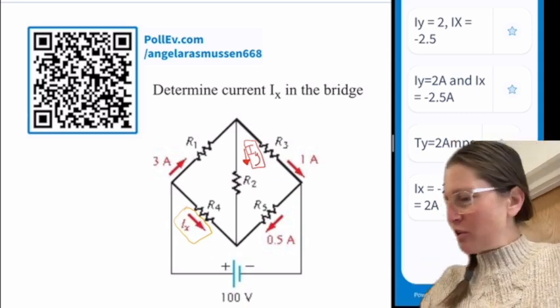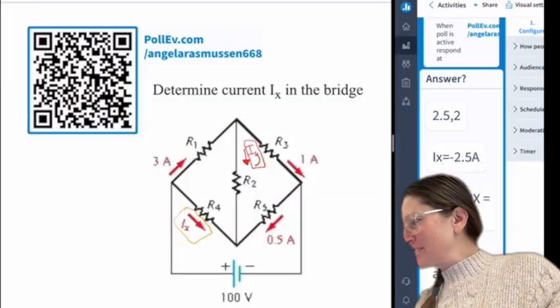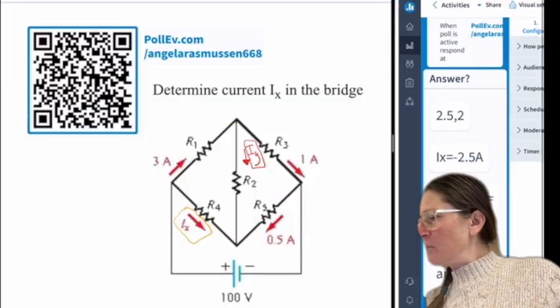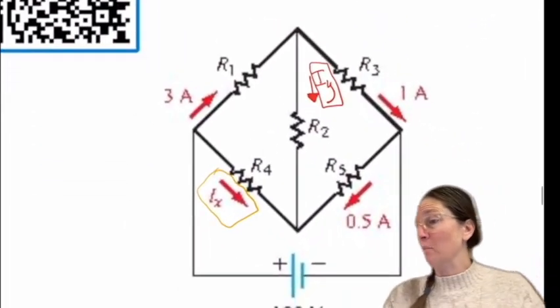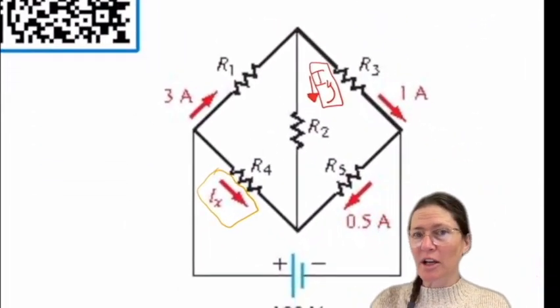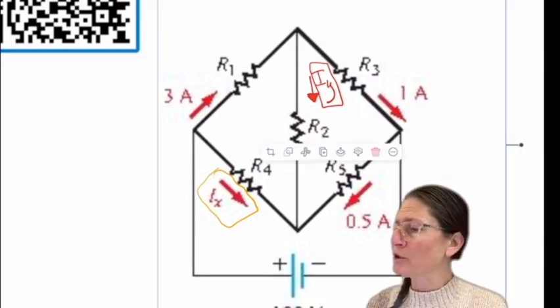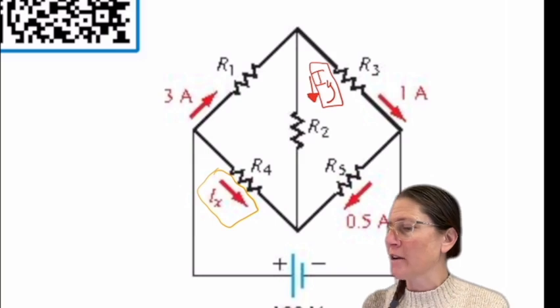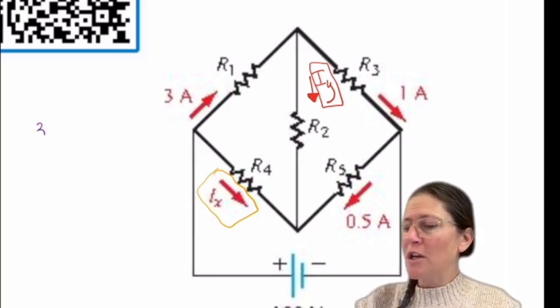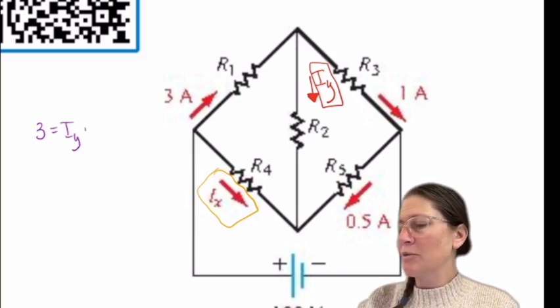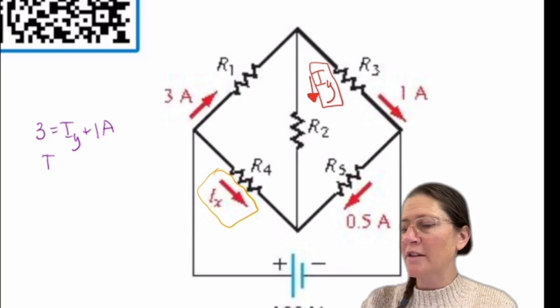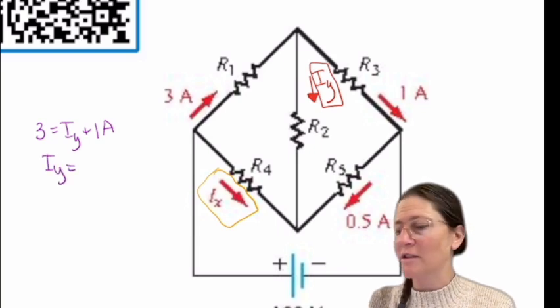All right, good job. You guys look like you came to consensus. One thing I saw was polarity, so make sure you have the right polarity. In order to find IY, you have 3 coming in, and then IY and 1 amp go out, so that direction that's labeled has to be 2 amps.